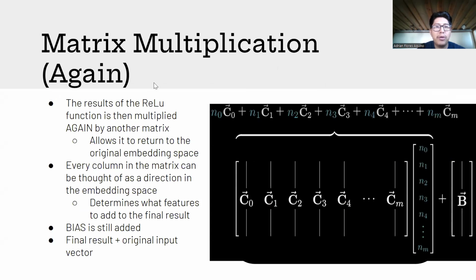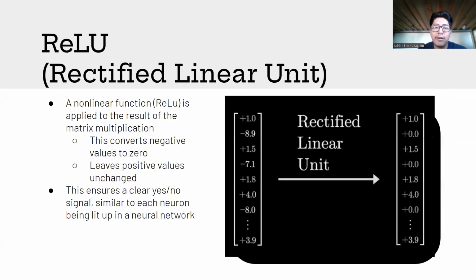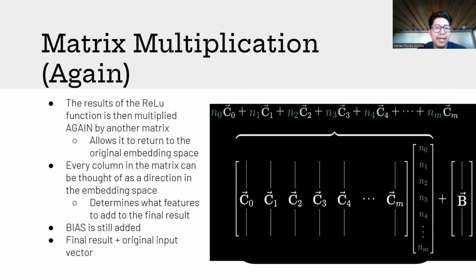And for the final component, it's matrix multiplication again. But in this case, we are figuring out the output. The results of the ReLU function are multiplied again by another matrix, like in the first component. This allows it to return to the original embedding space, meaning that instead of being simplified, it'll come back to the real numbers. And you can think of every column as a direction in the embedding space. So it determines what features to add in the final result.